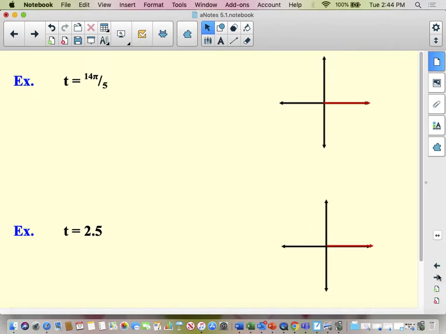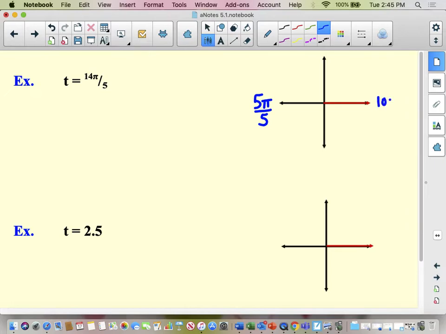All right, maybe pause the video and try these. See how you're feeling about this. Okay, I'm gonna talk through these a little more quickly, assuming that you've paused the video and spent a little time on that. So your angle is 14/5. So again, my pi now is gonna be fifths. So I'm gonna make that 5/5. All the way around 2 pi would be 10/5. Okay, so I'm gonna go to 14/5.